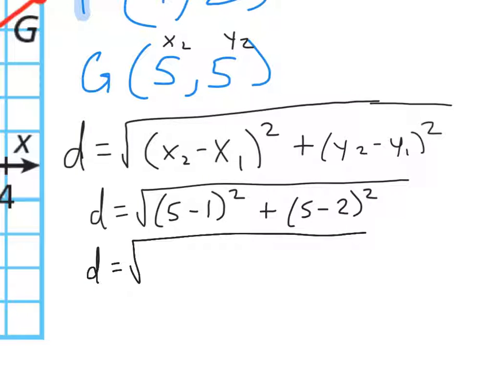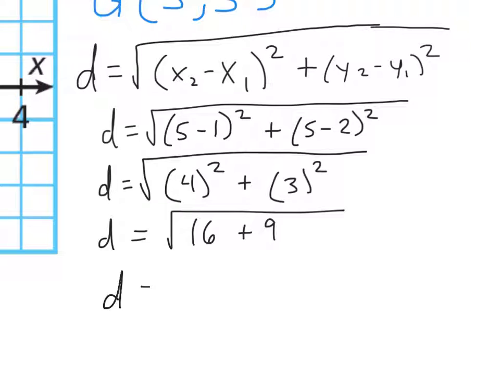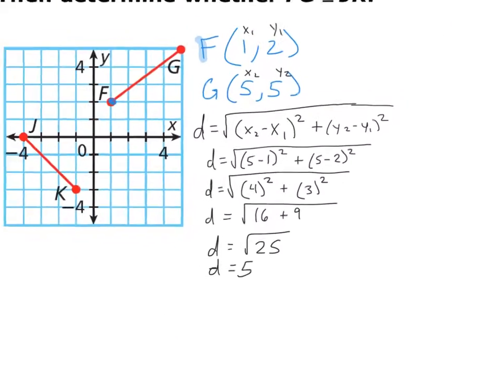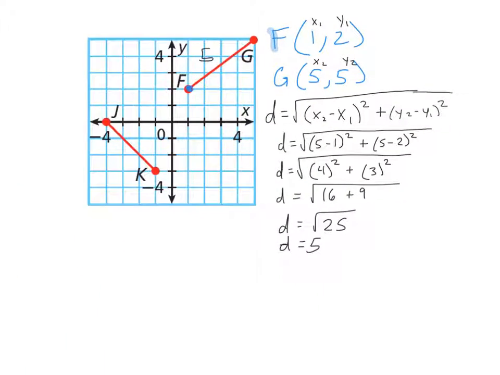So, what's 5 minus 1? 5 minus 2? 4 squared. 16. Plus, what's 3 squared? 9. So the square root of 16 plus 9 is the square root of 25, which is 5. So that's the length of FG, this one. It's 5. That's just one length.